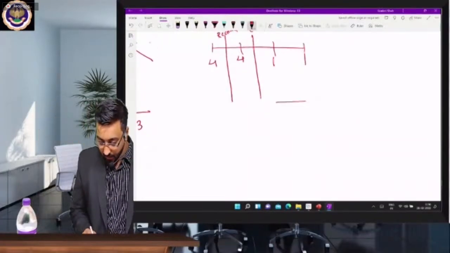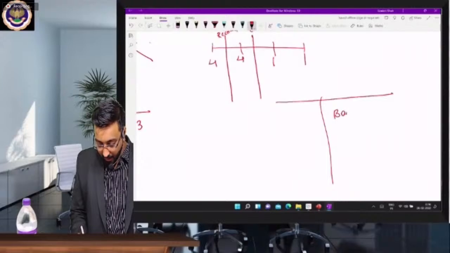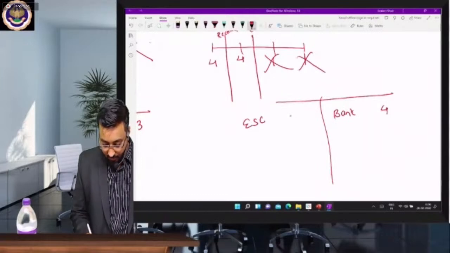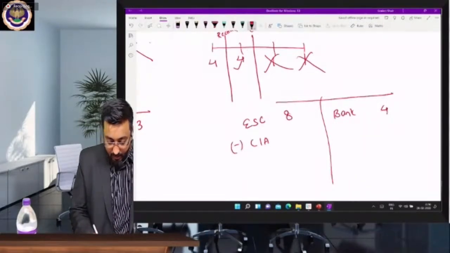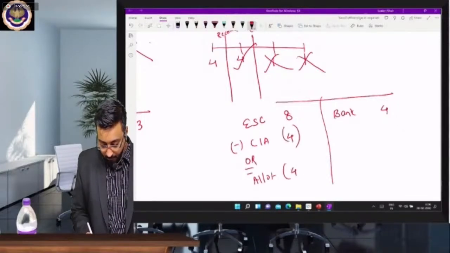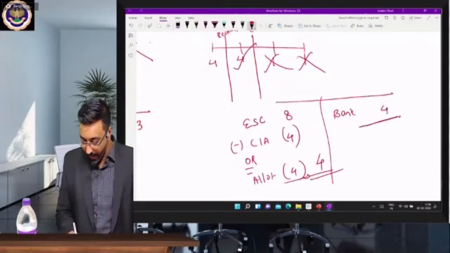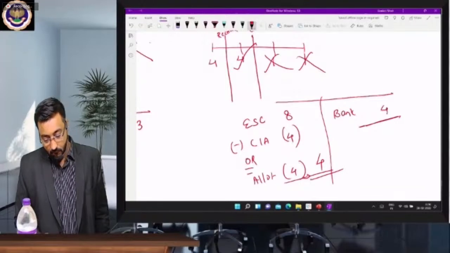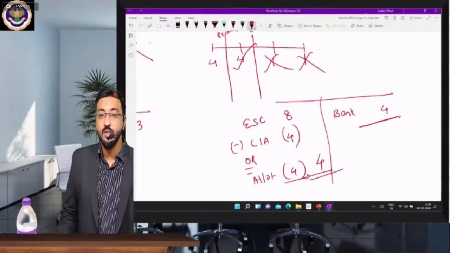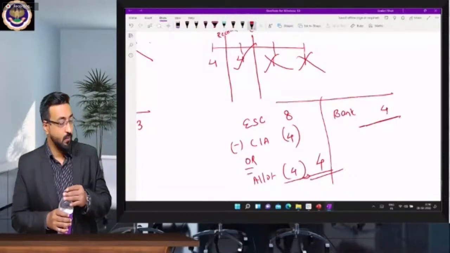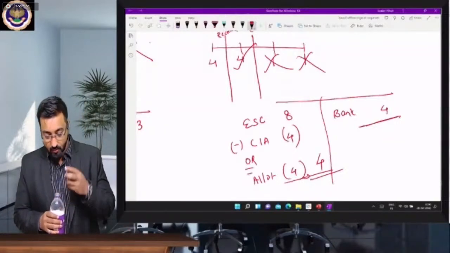Now everyone is clear with this adjustment. Bank account 4. Equity share capital 8 minus call scenarios this 4 or allotment 4. So your balance sheet tallies at 4. Now everyone is clear with this concept. Now everyone is clear. Yes. जल्दी से बोल दीजिए क्लियर और नॉट येट क्लियर. चलो फटाफट कमेंट सेक्शन में बता दो.